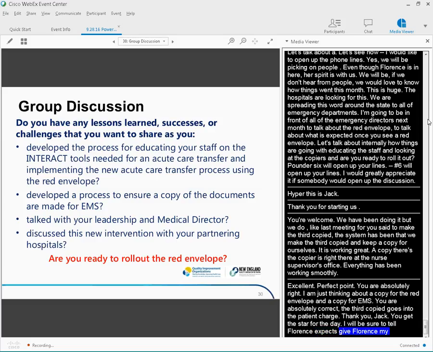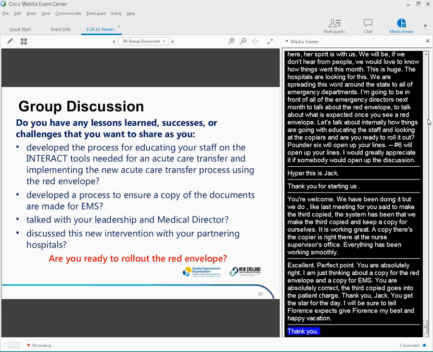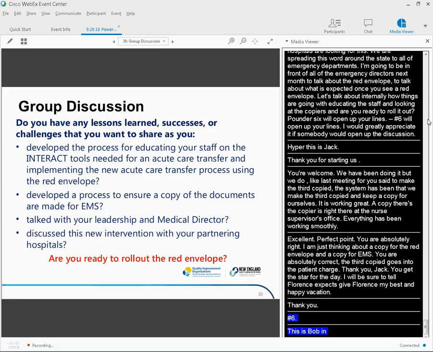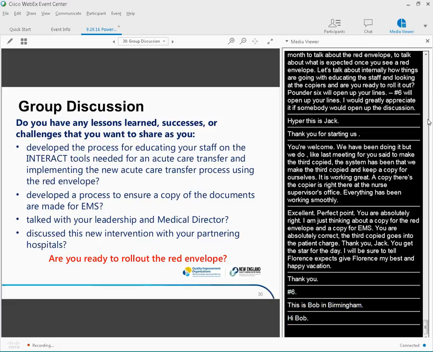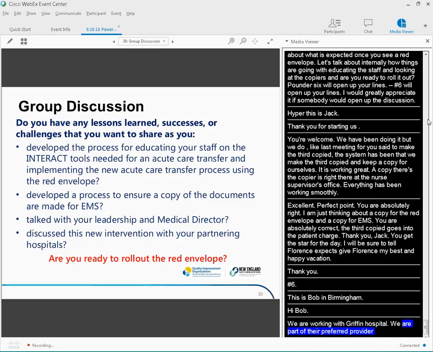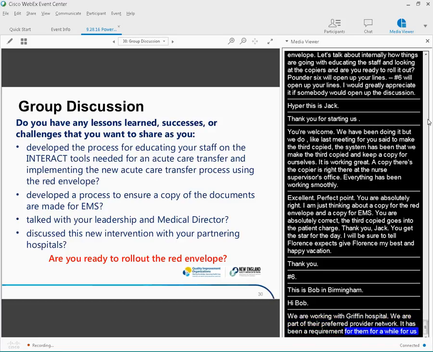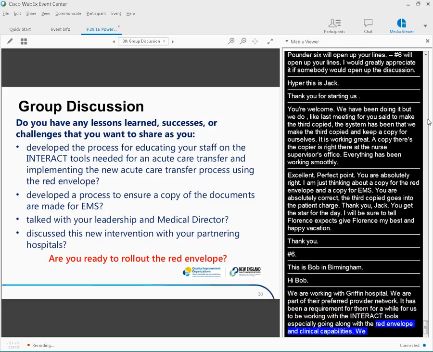Okay, pound 6. This is Bob at Birmingham. Hi, Bob. We're working with Griffin Hospital. We're part of the preferred provider network, and it's been a requirement for them for a while for us to be working with the Interact tools, especially going along with the red envelope and clinical capabilities. So we've been doing it for a while. It works out well, and there are a bunch of steps involved, but in the long run it helps, and at least gives them a decent amount of information when residents first get admitted there for quick treatment.